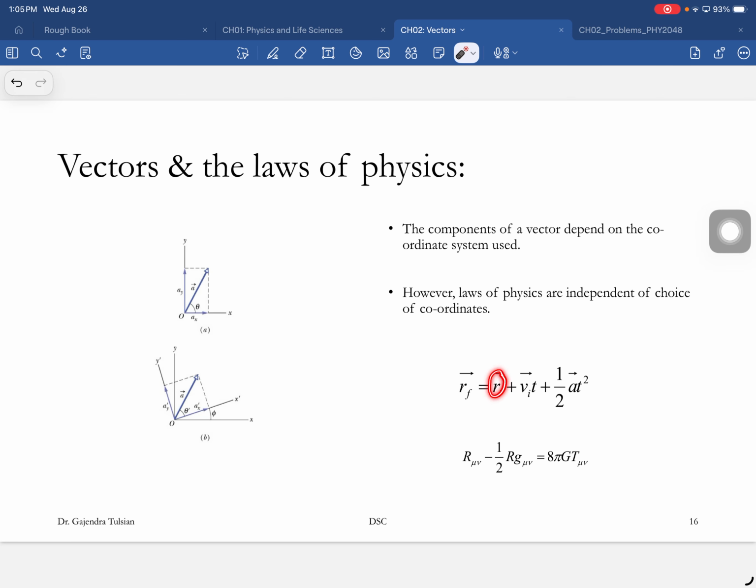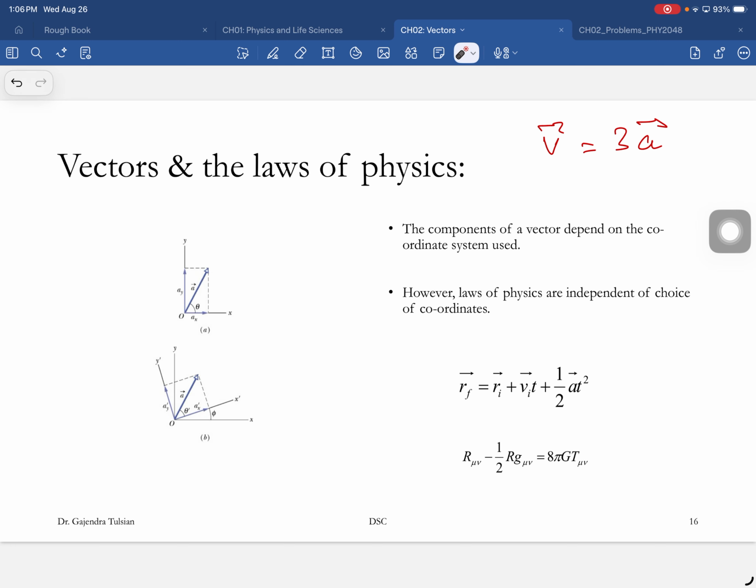So this is a vector. That is a vector. Is this a vector? Velocity is a vector, time is a scalar. A scalar times a vector is a vector. Acceleration is a vector, time is a scalar, half is a scalar. This is a vector. Vector plus vector plus vector is a vector. So that passes that test.